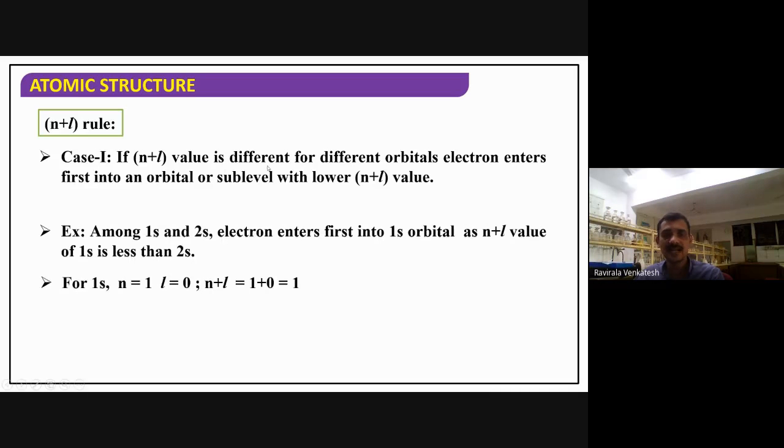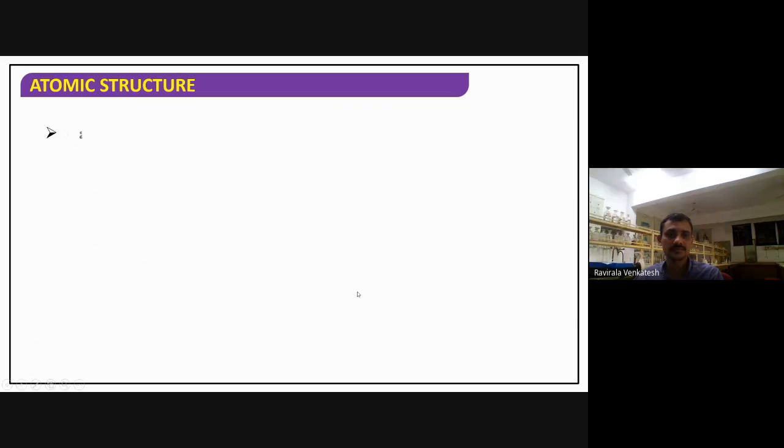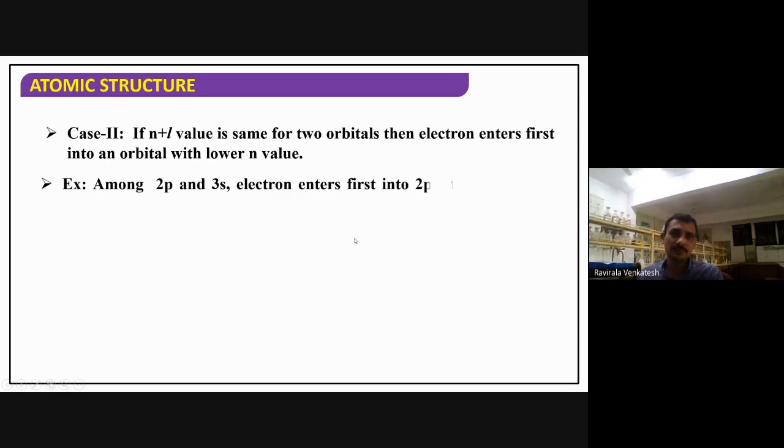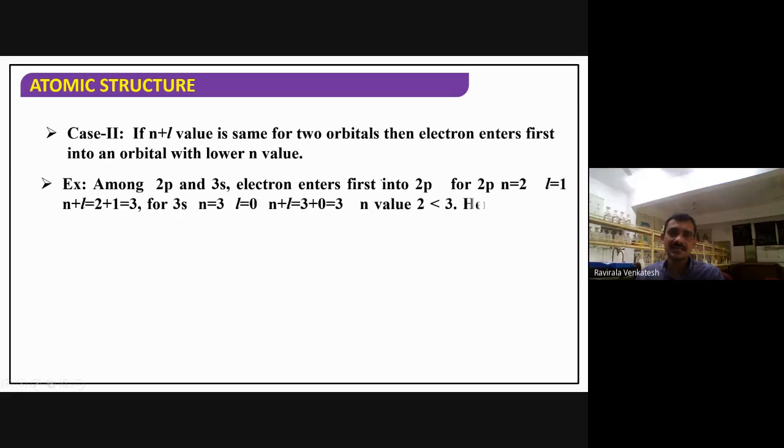Case 1: if the n plus l value is different, then whichever has the greater n plus l value has higher energy. You have many examples. I will send this one in PDF format. You just calculate the energies. Many examples are there, so all of you observe the PDF. In case 2, if the n plus l value is the same, whichever has the highest n value will have higher energy, and whichever has the lowest n value will have lowest energy.